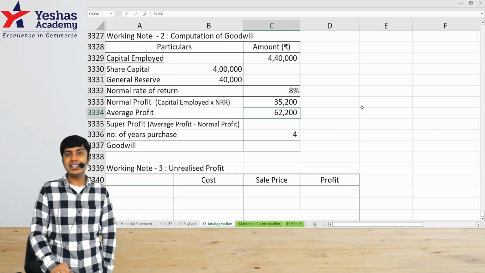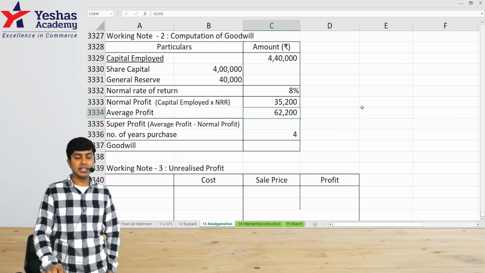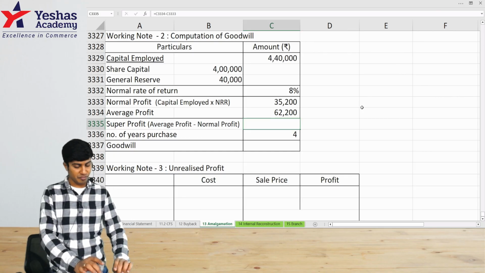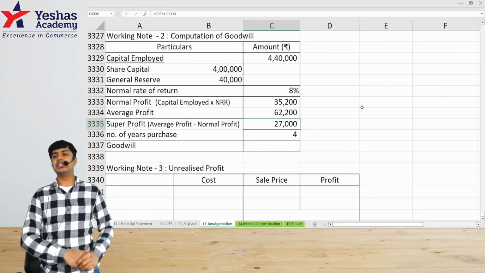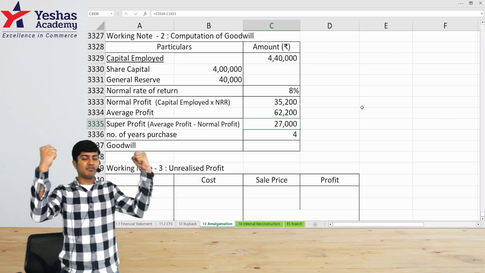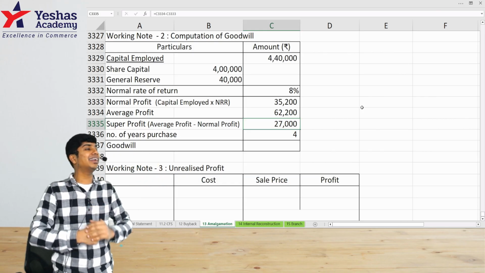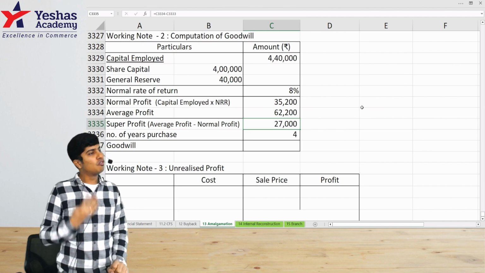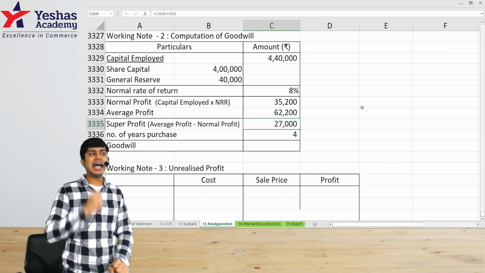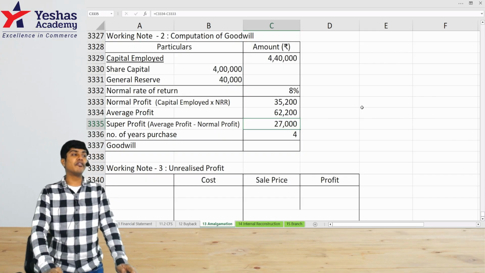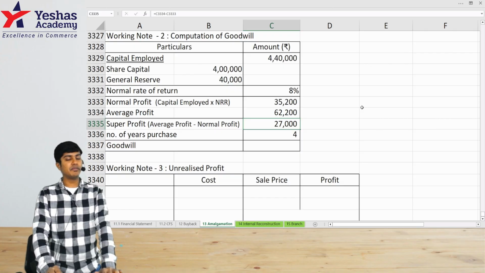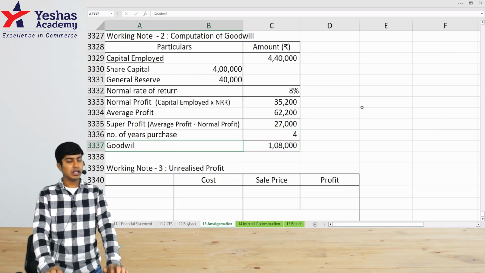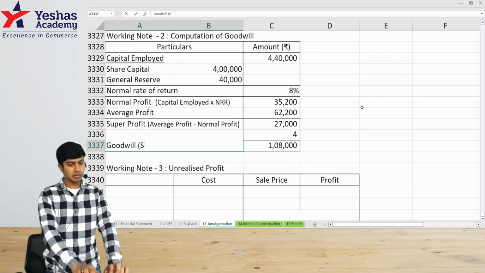We have earned more than others. How much more have we earned over others? 62,200 minus 35,200, 27,000. I am a superman. I earn 27,000 more than others. How many years can I continue to earn this extra profit? 4 years. So if I multiply this super profit per year, which is 27,000, with 4, I'll get goodwill. So in this case, how are we finding goodwill?